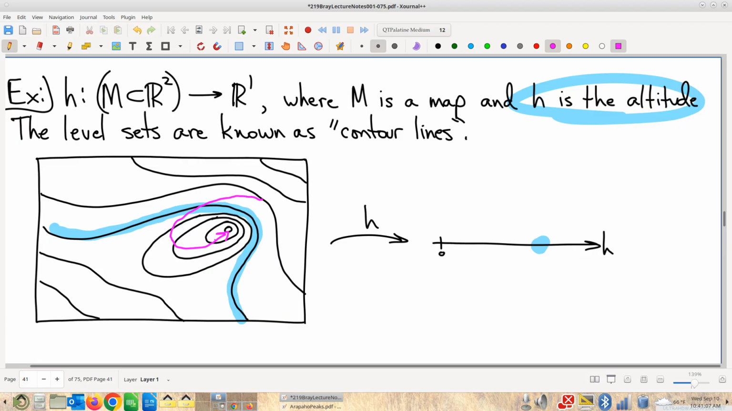Everybody on board? By the way, my shirt is a topographical map. I thought that was fun. It wasn't even a special order. They just had them at the store one day.